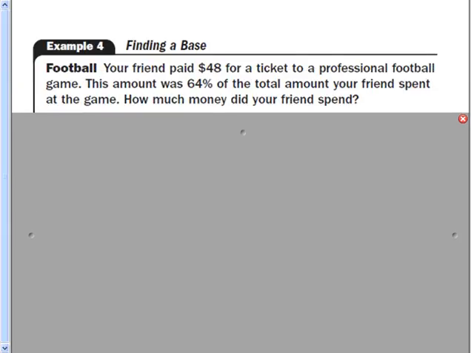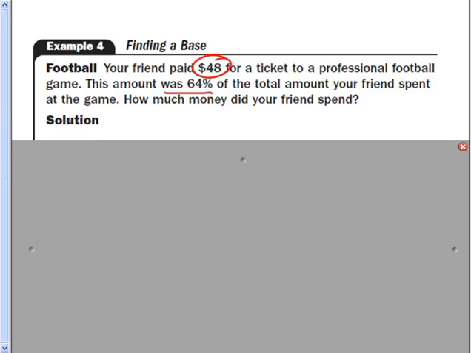So in our note-taking guide, we have a similar problem, different situation about football. Your friend paid $48 for a ticket to a professional football game. This amount, this $48, was 64% of the total amount your friend spent at the game. How much money did your friend spend?